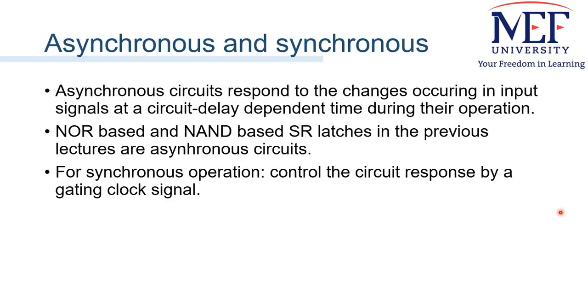In the previous lecture we have seen asynchronous circuits, which respond to the changes occurring in input signals at a circuit delay dependent time point during their operation. Now we want to make the circuits synchronous. To add that synchronous facility, the circuit response can be controlled simply by adding a clock signal to the circuit. So the outputs will respond to the input levels only during the active period of a clock pulse.